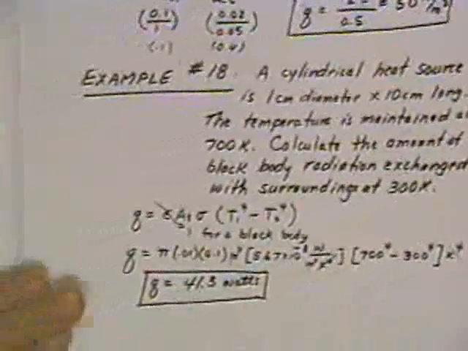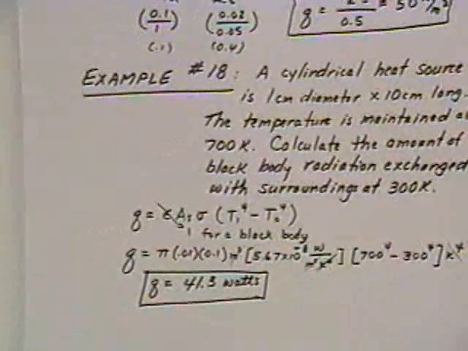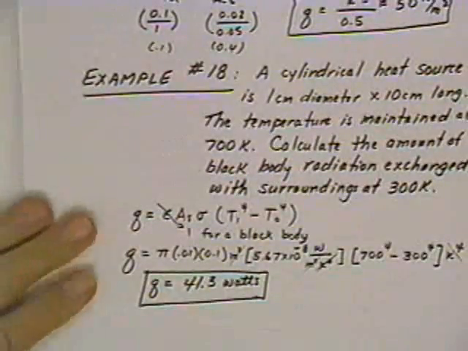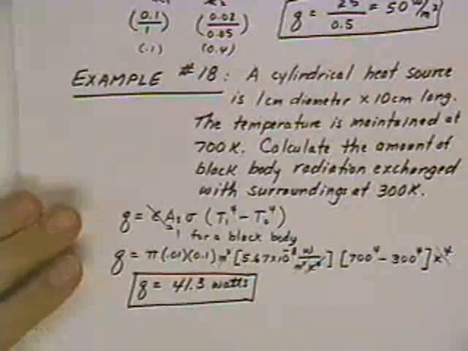So if you do this calculation, if I've done my math correctly, you end up with 41.3 watts, or about 41 watts of input power required to maintain the surface temperature of this cylinder at 700 K, while exchanging heat with the surroundings at 300 K. Well, this pretty much concludes the review of thermodynamics.